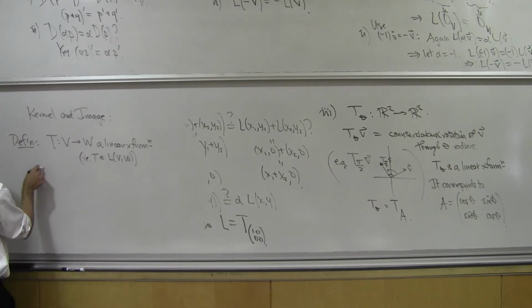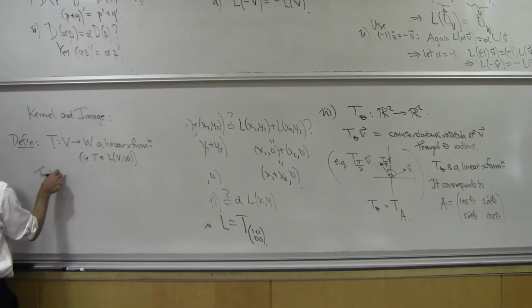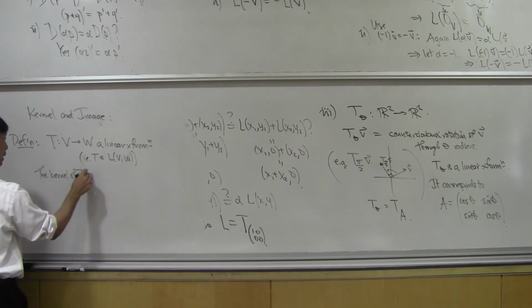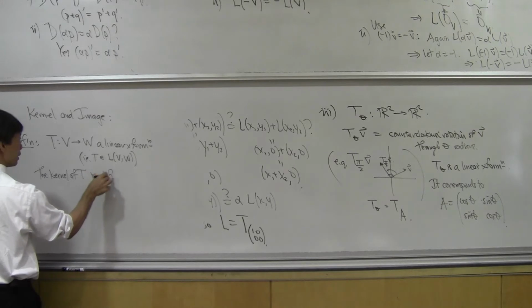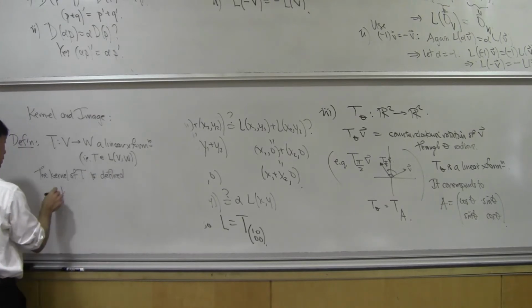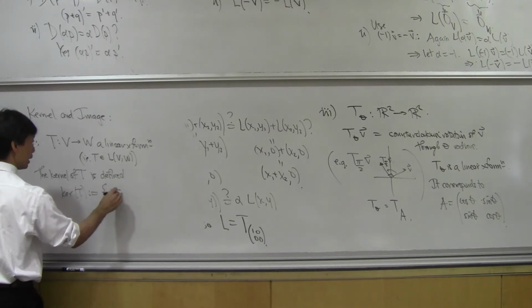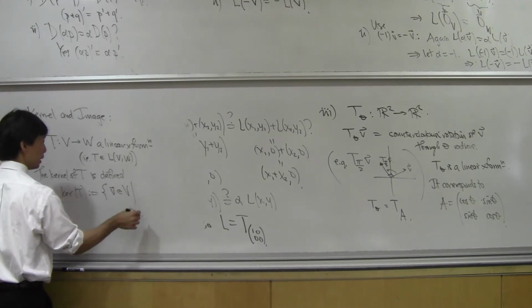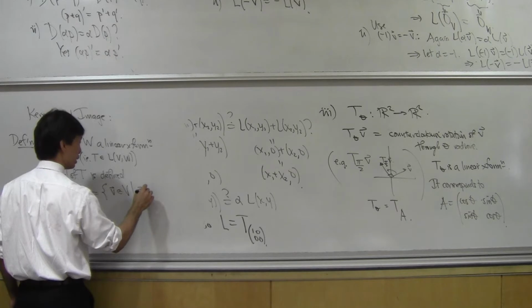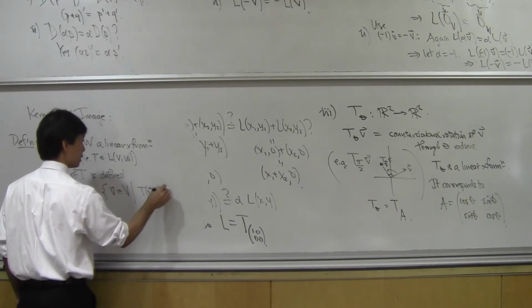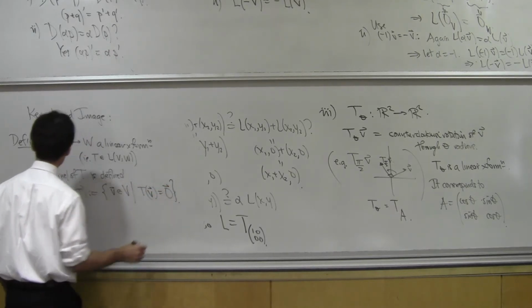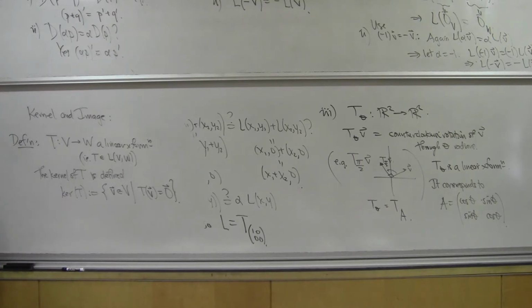The kernel of T is defined as everything in the domain that T sends to the zero vector. Everything in the domain that T sends to the zero vector.